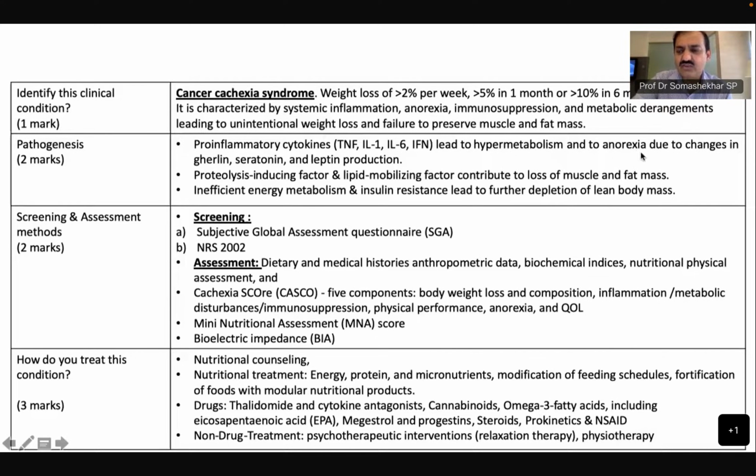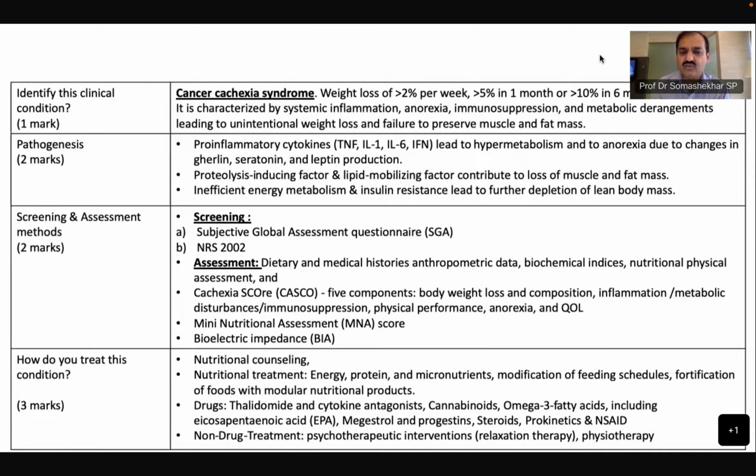What are the various nutrition screening tools? This I always ask in exam. If you get a case of cervix, rectal cancer, ovary. One is SGA, most common, the Subjective Global Assessment questionnaire. Next is NRS 2002. SGA and NRS 2002 are the most common nutritional assessment tools we use. You assess by dietary, medical, anthropometric, meaning triceps skinfold and arm circumference, by biochemical indices like albumin, and nutritional physical assessment.